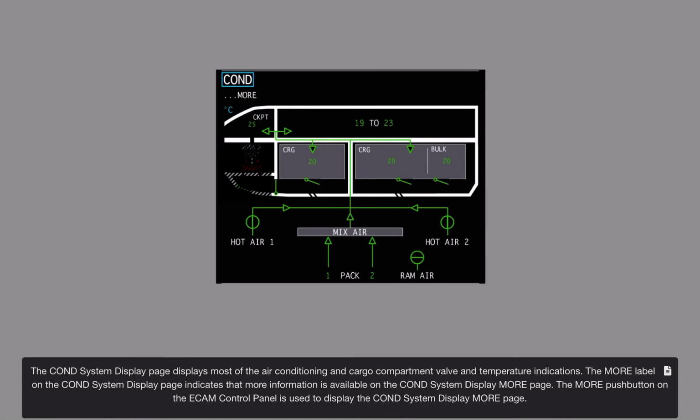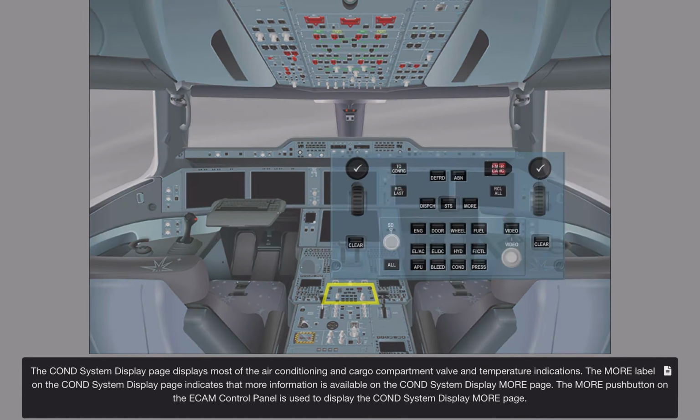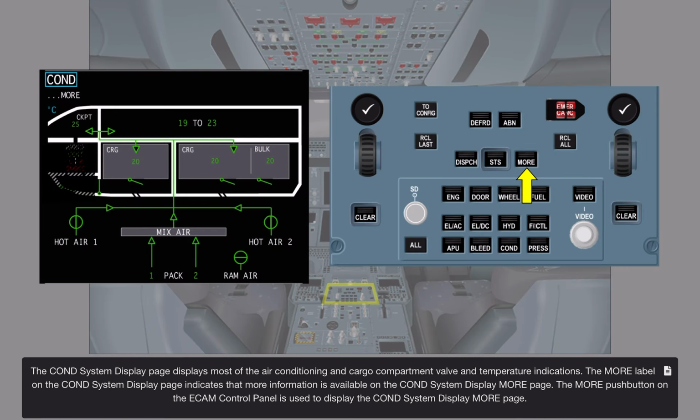The condition system display page displays most of the air conditioning and cargo compartment valve and temperature indications. The More label on the condition system display page indicates that more information is available on the condition system display More page. The More push button on the ECAM control panel is used to display the condition system display More page.